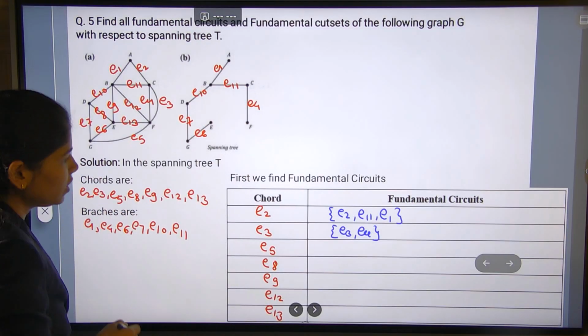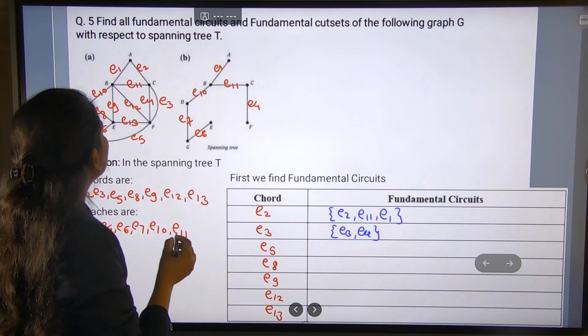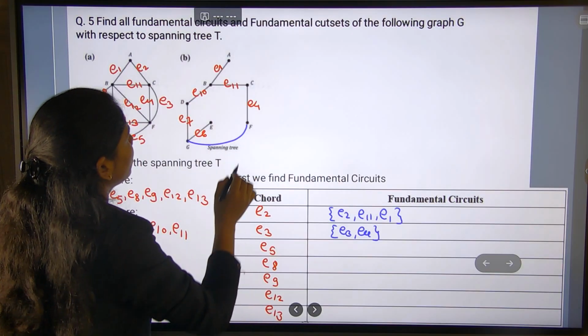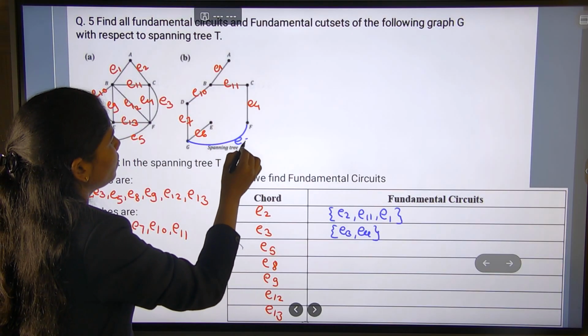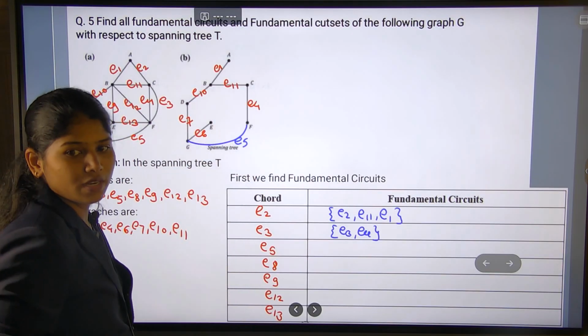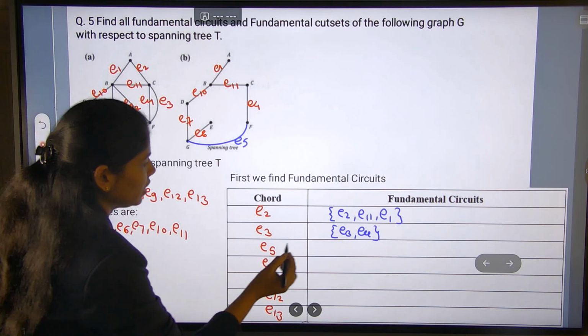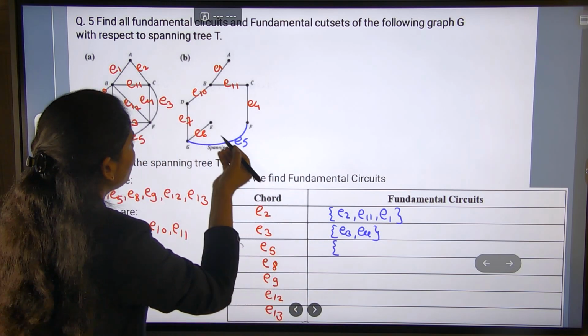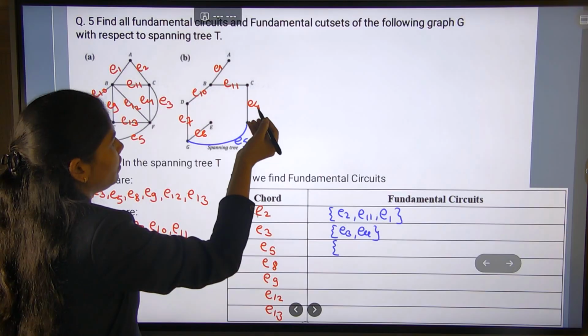Then go for the next chord, E5. Where is E5? If we join this E5, we get here one fundamental circuit. So write down all the edges from that circuit: E5, E7, E10, E11, E4.